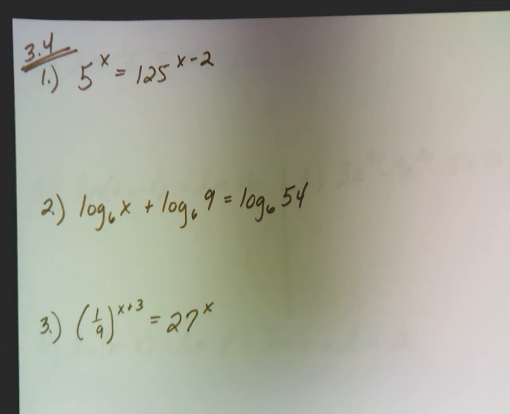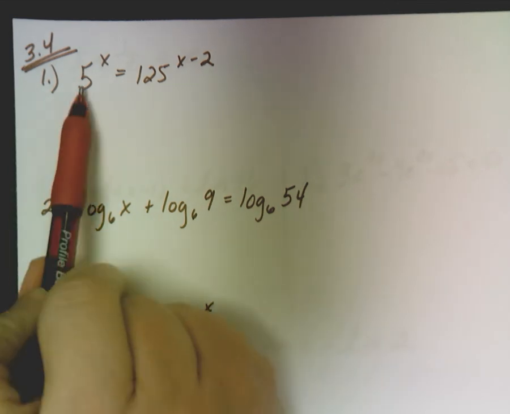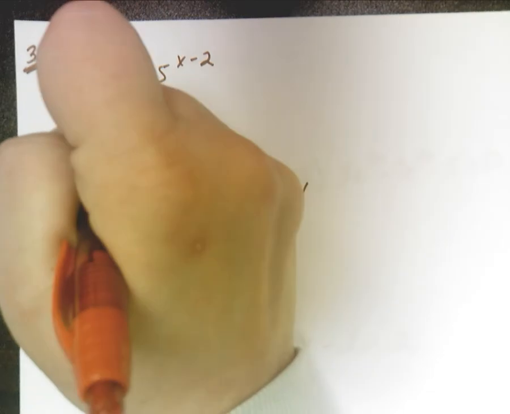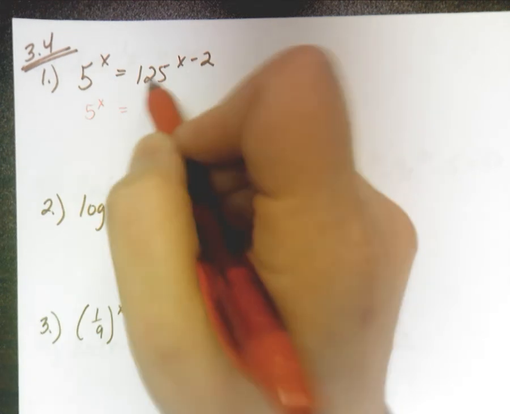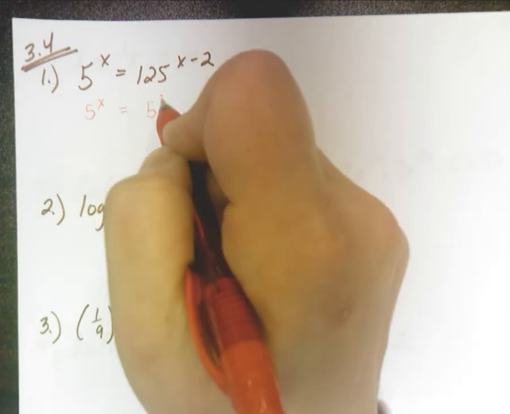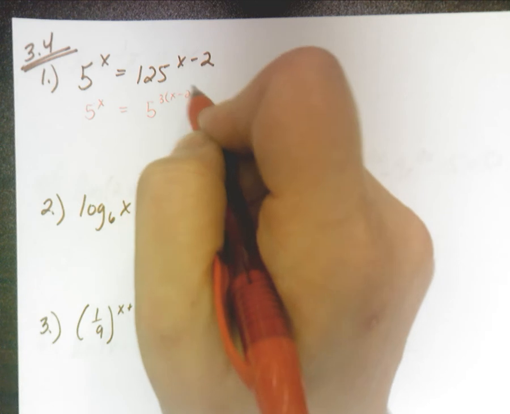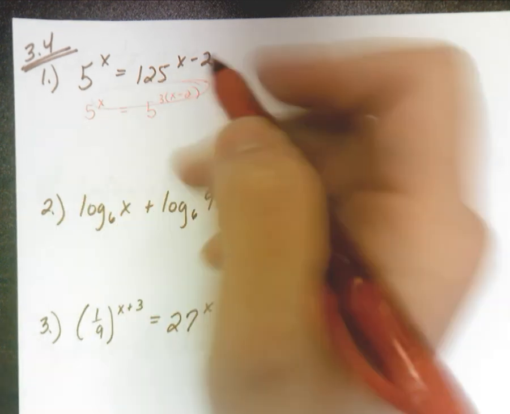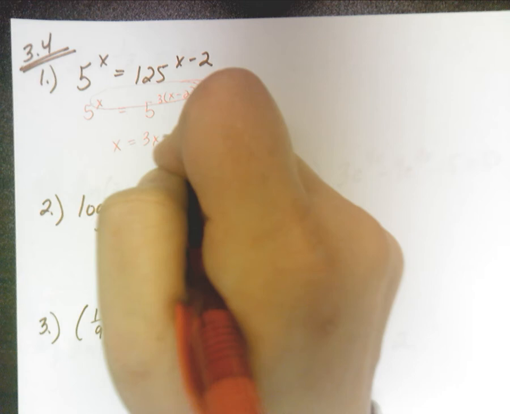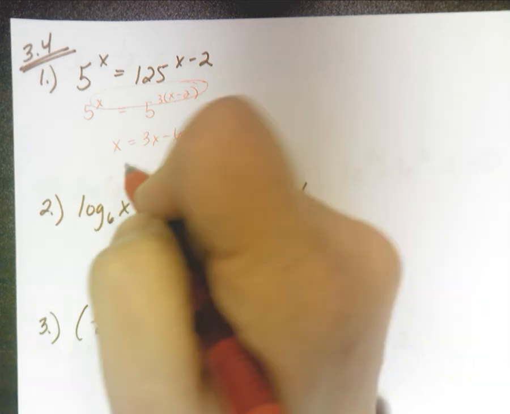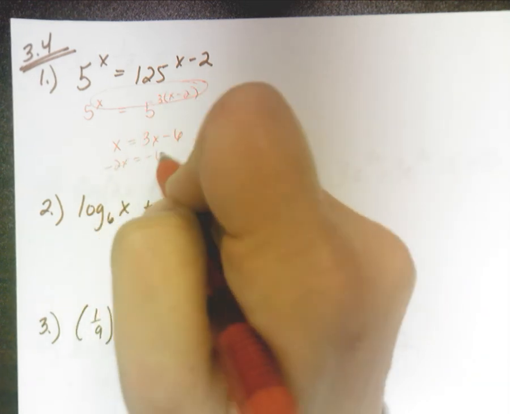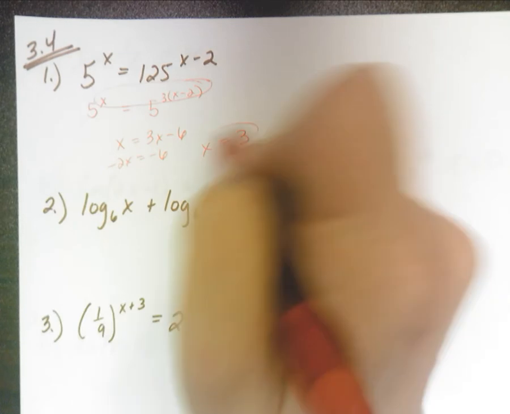All right, so let's start with number 1. I would get these to be the same base. So 5 to the x equals 125, which is 5 cubed, and then multiply that by x minus 2. So x equals 3x minus 6, which is negative 2x equals negative 6, so x equals 3.